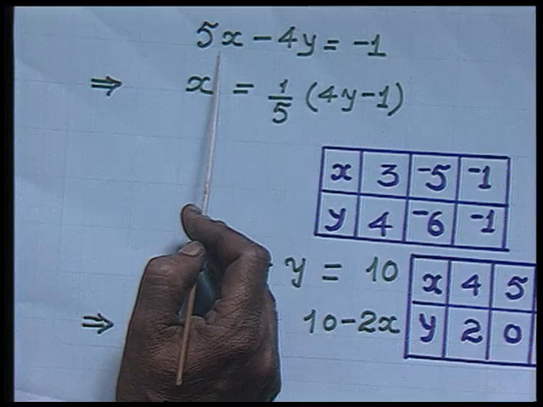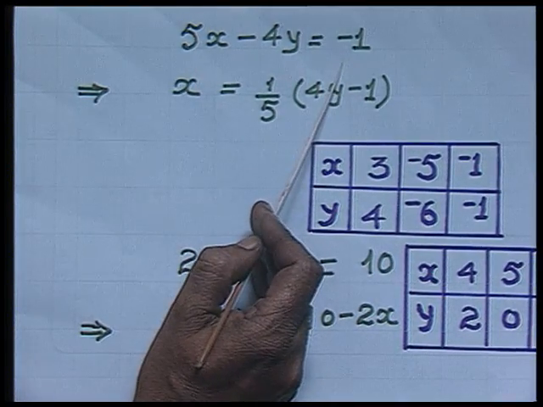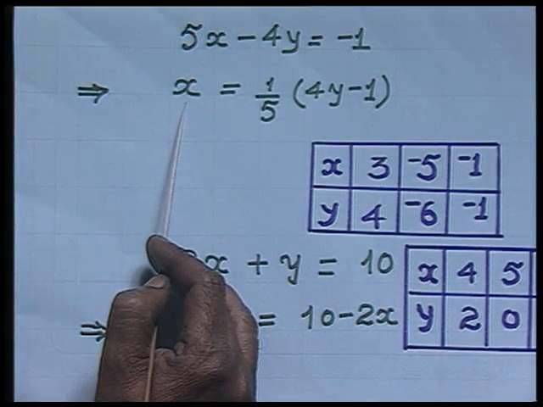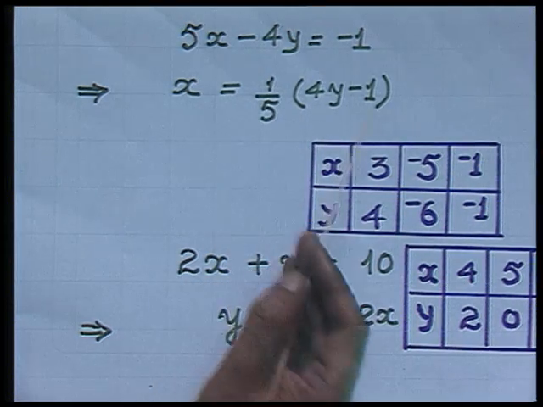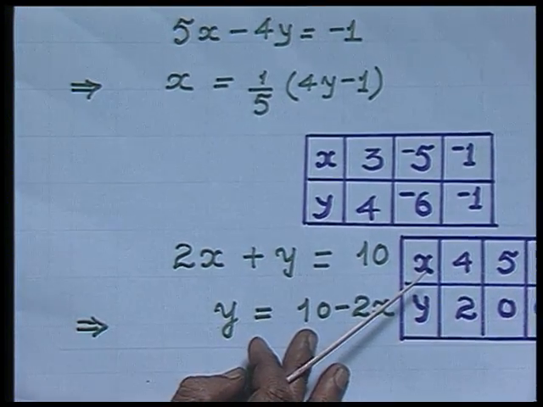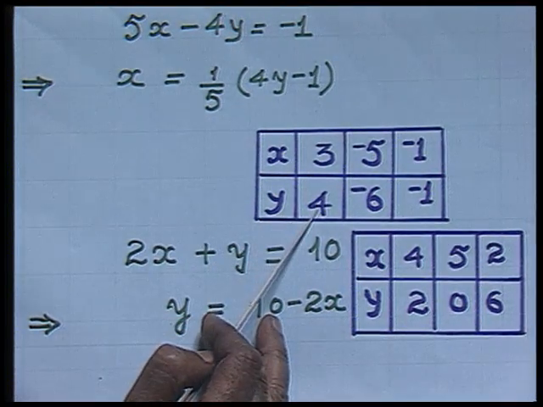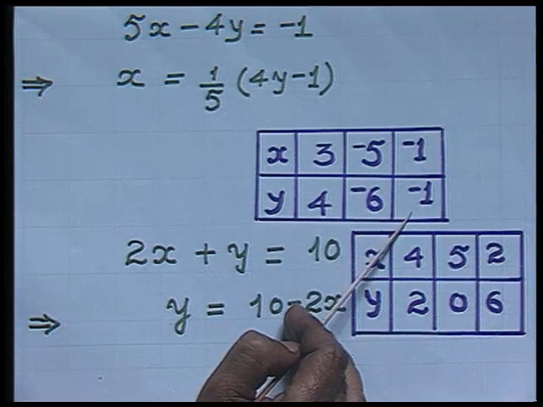So here is the first equation, 5x minus 4y equals -1. So from here I get x. Here I am making x the subject. So x is equal to 1/5 of (4y minus 1), and the ordered pairs which are satisfying this equation are (3, 4), (-5, -6), (-1, -1).